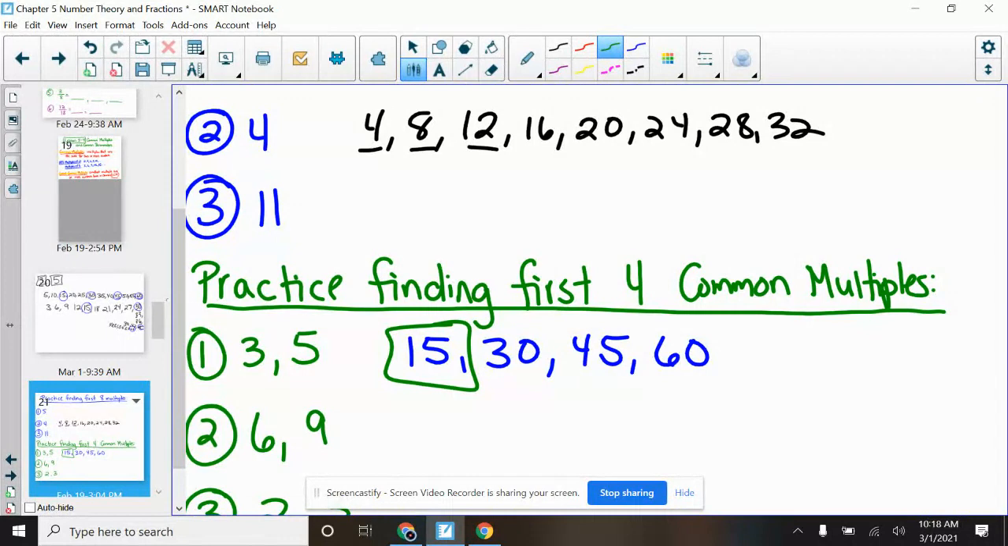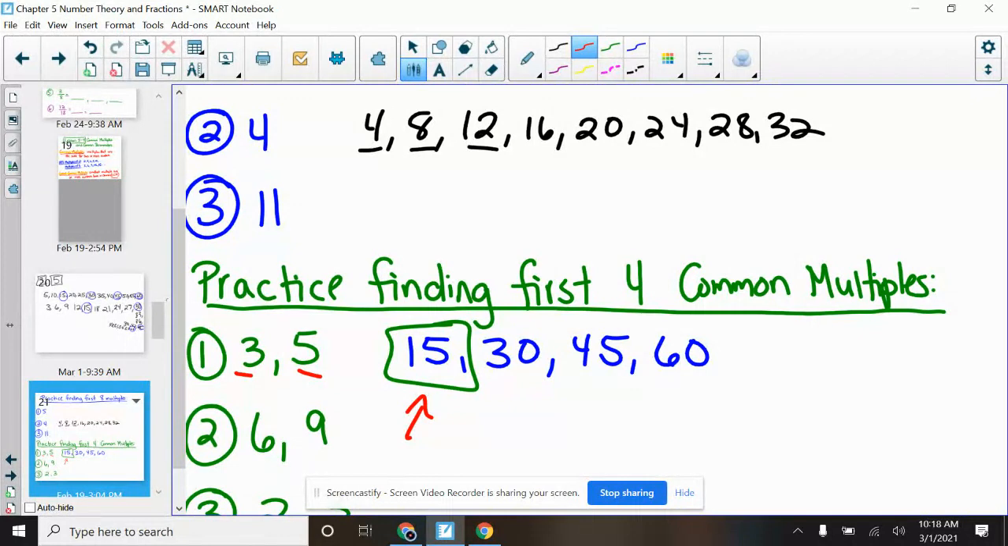But one other quick trick to help you find the least common multiple is, remember prime and composite numbers? If both of the numbers that they give you are prime numbers, like 3 is prime and so is 5, then all you have to do is multiply those together to get the least common multiple. Okay? And that will always work. So if they're both prime, you just multiply those together, and that'll give you the least common multiple.